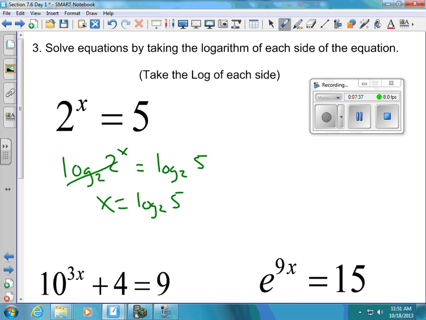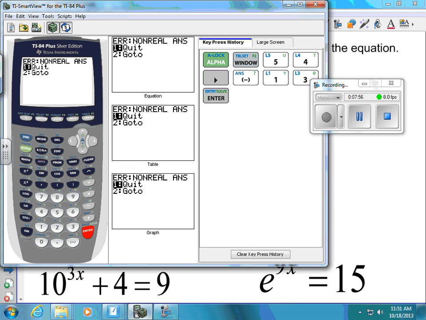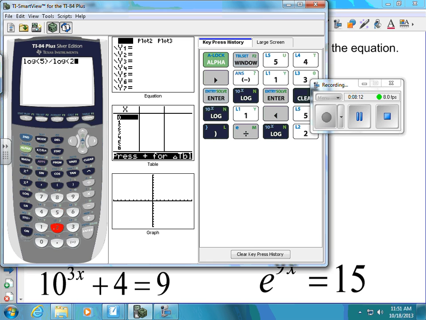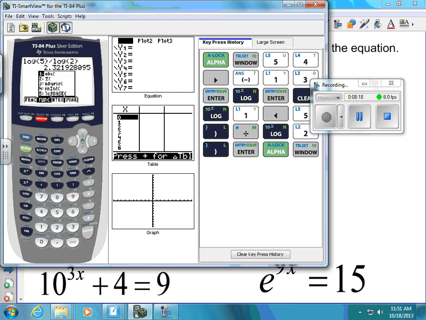How do we figure that out? Well, if we don't have a graphing calculator like we do, then we use the change of base theorem. Take log base 10 of 5 divided by log base 10 of 2. We can get that in our calculator. So log base 10 of 5, divided by log base 10 of 2. And we get 2.32.